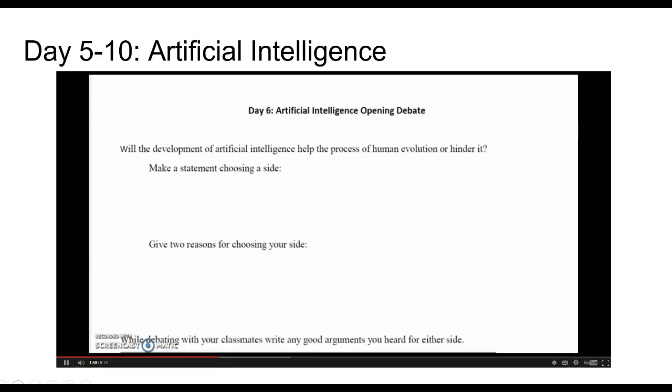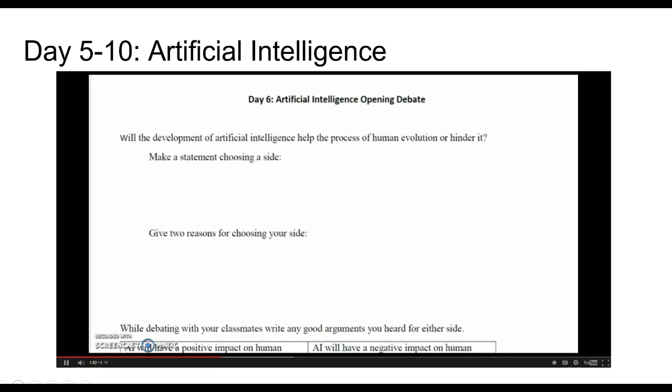When we move into day 6, we want to start a debate protocol, because this is what's going to happen. Students are going to come up with their argument, and they're going to have to defend their choice to their classmates. So today students will be deciding whether artificial intelligence will either help the process of human evolution or hinder it, and they'll come up with 2 reasons for choosing their side.